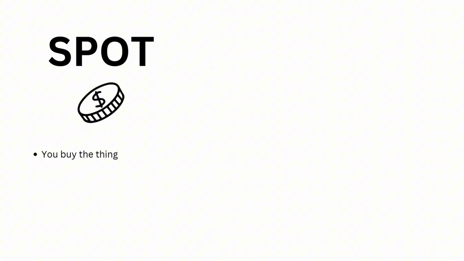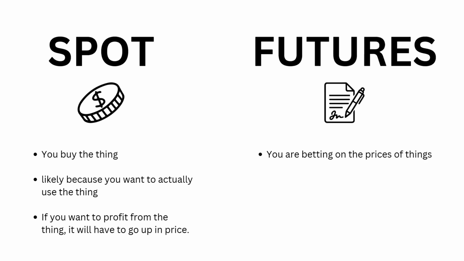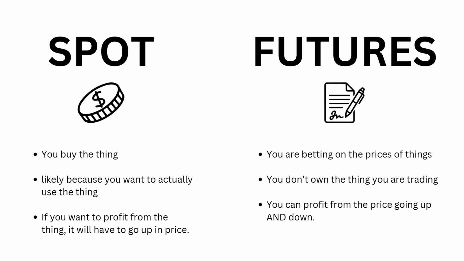So here's a quick summary. With spot, you buy the thing, likely because you want to actually use the thing. And if you want to profit from the thing, it's going to have to go up in price. But with futures, you're betting on the prices of things. You don't actually own the thing that you are trading. And if you want to profit, you can profit from price going up and down.